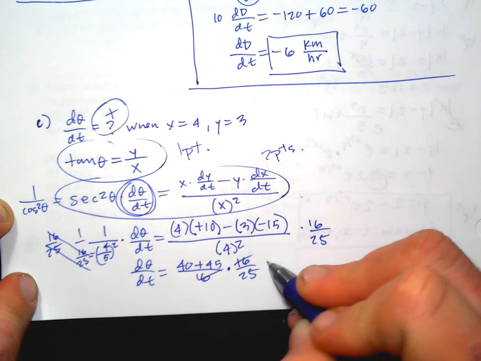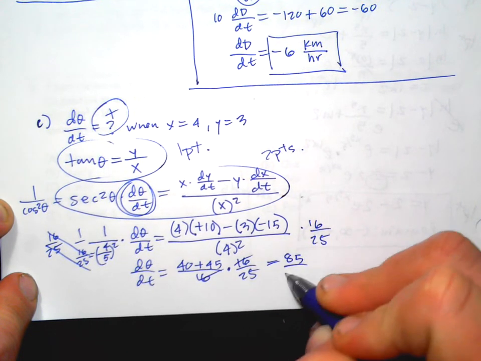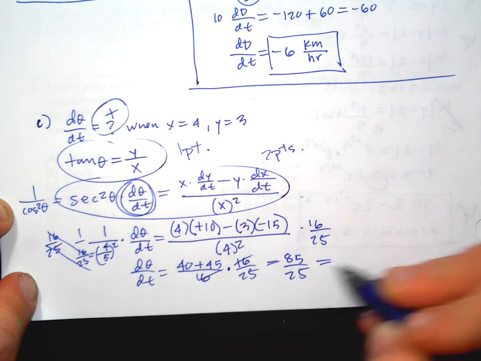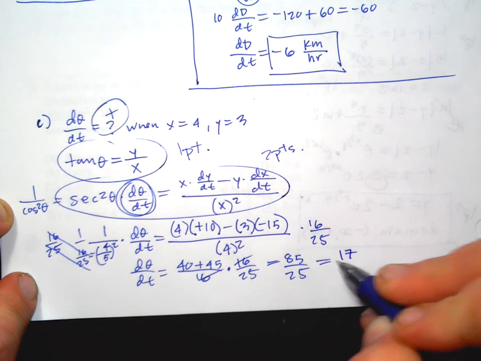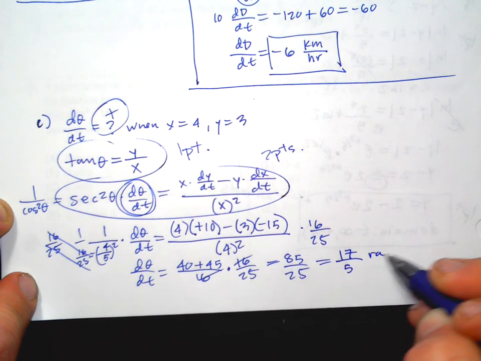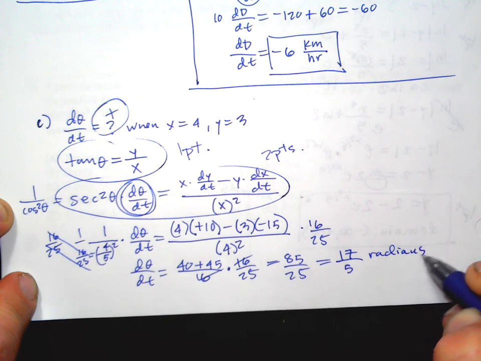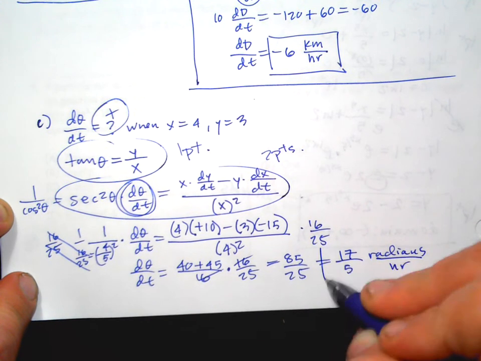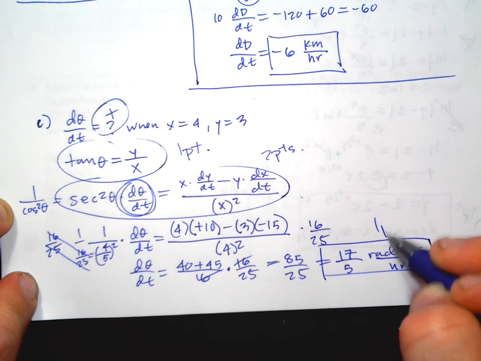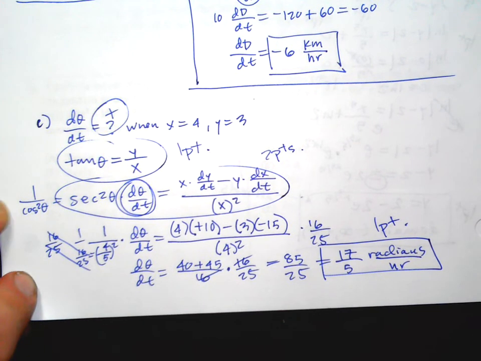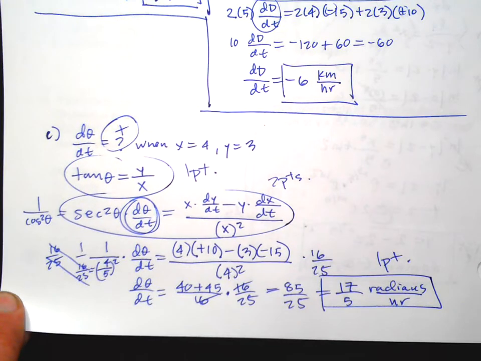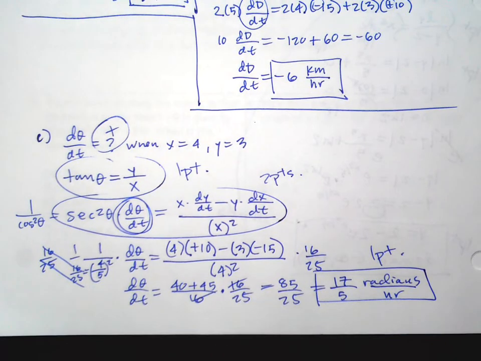16s cancel, get 85 over 25. You could leave it like that or simplify it, 17 over 5 radians per hour, and it came out positive like we thought it would. That's the last point. So, oldie but a goodie. Little related rates practice there. So, hope that kind of jogged your memory a little more, and you're all the more ready for your AP test.